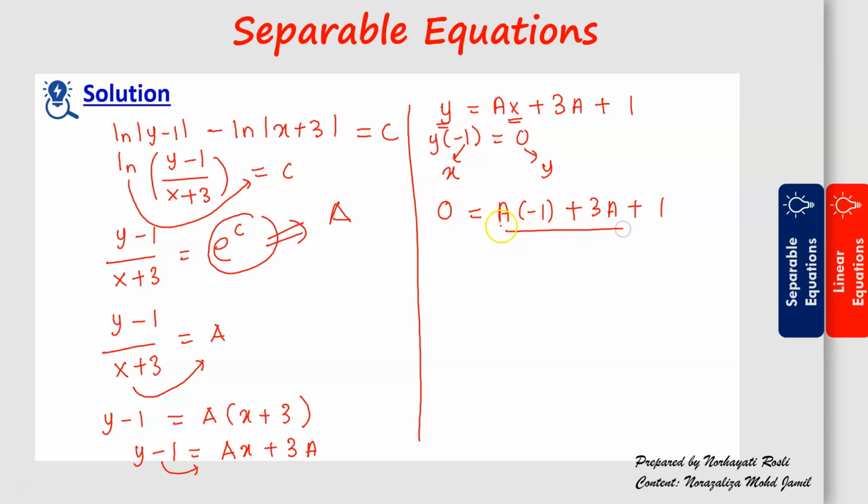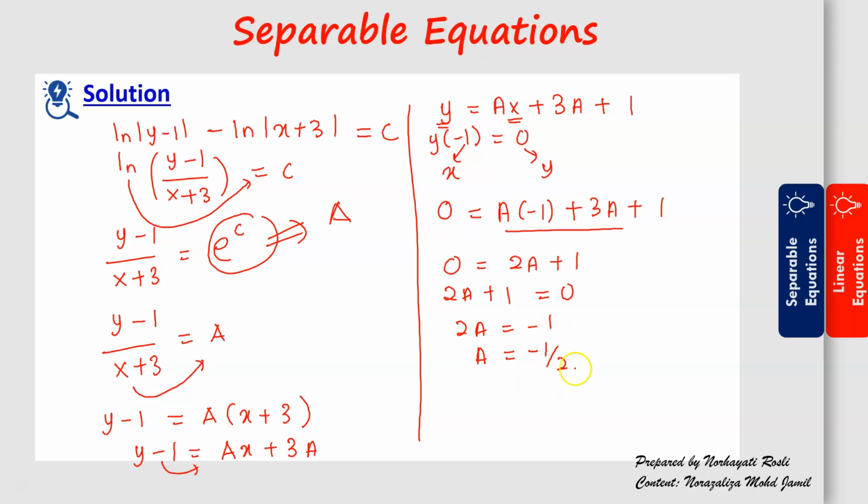In this case, I can solve this one. It is actually 3a minus a, so I have 2a plus 1 equal to 0. When we solve this, I write like this: 2a plus 1 equal to 0. I have 2a equal to negative 1. I solve for a, so a equal to negative 1 over 2.